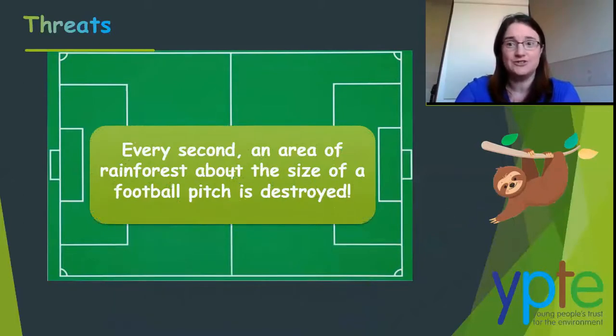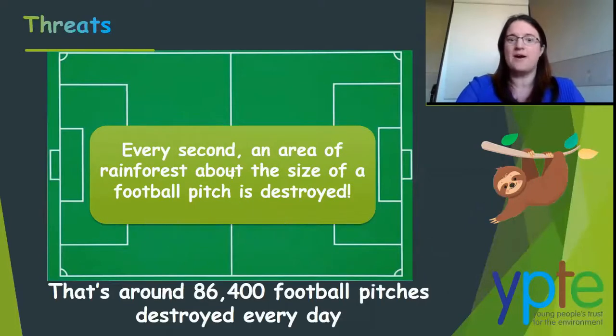Every second of the day, an area of rainforest about the size of a football pitch is destroyed. So every second, one of those football pitches goes, and another one's gone, and another one's gone, and another one's gone. And by the end of a day, roughly 86,400 football pitches have been destroyed.